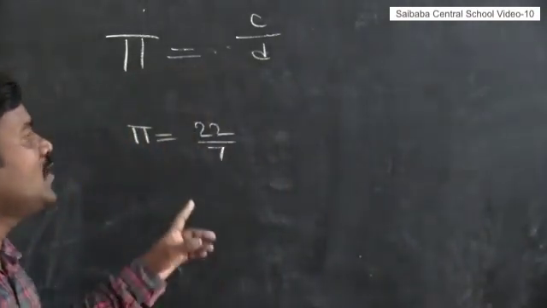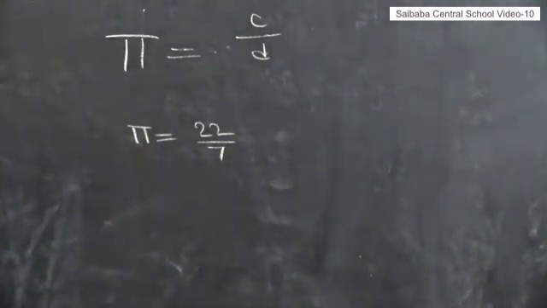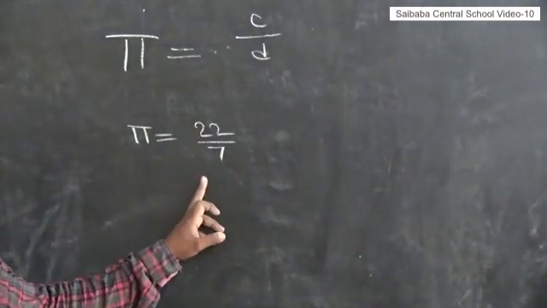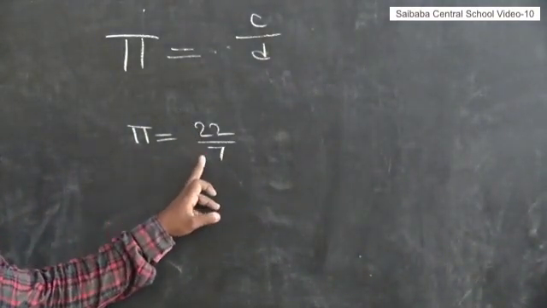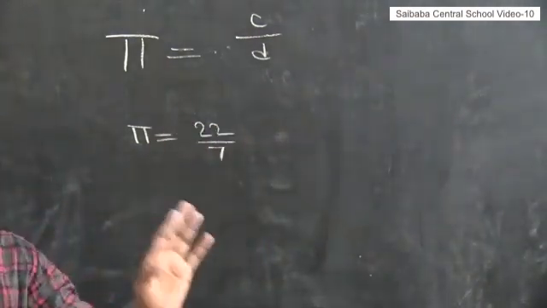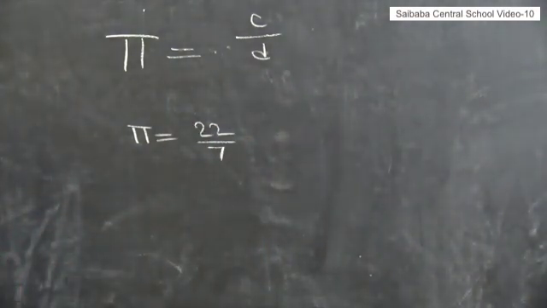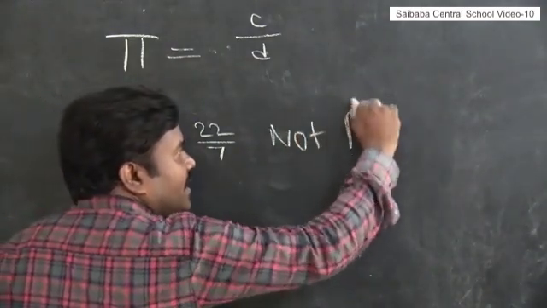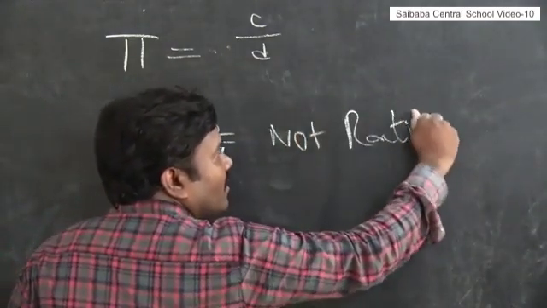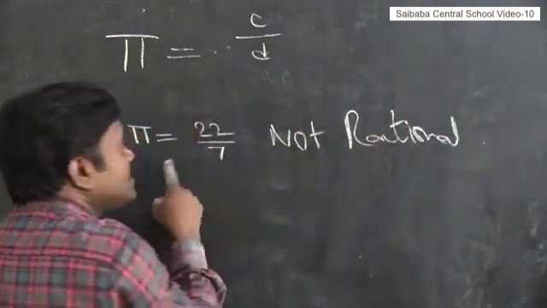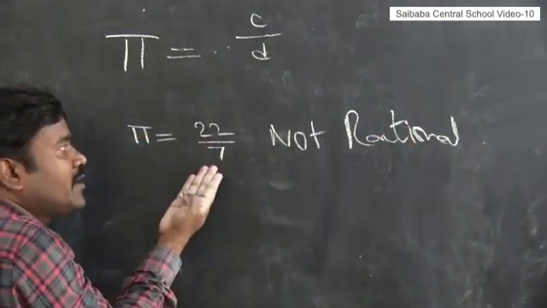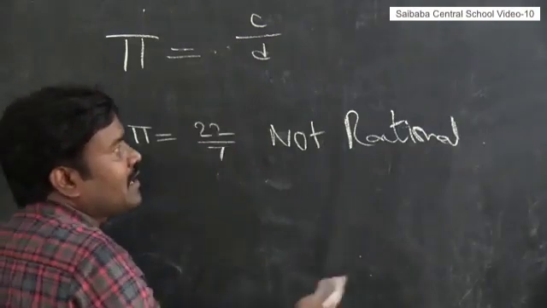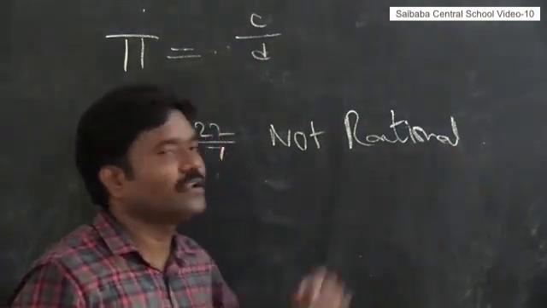By seeing this value, everyone is saying that pi is equal to 22 by 7. It looks like p by q, so it is rational. No, it is not a rational number. It is not rational. Why? Sir, you are saying that pi is equal to 22 by 7, it is there in p by q form, then that is rational. But why are you saying not rational?